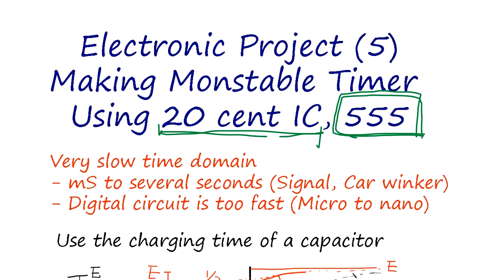The timing we're talking about is in the very slow timing domain, like a millisecond to several seconds. A traffic signal or a car winker is a perfect application. Digital circuits are too fast. Typically, digital circuits work in microseconds and nanoseconds, and they are not suitable for making things like traffic signals, because you have to count down so many numbers to get even 1 second.